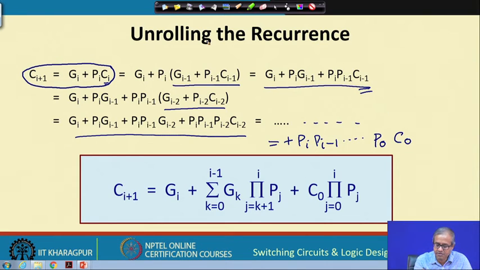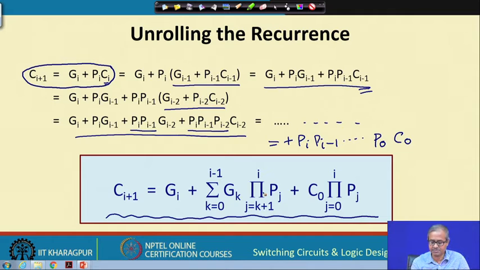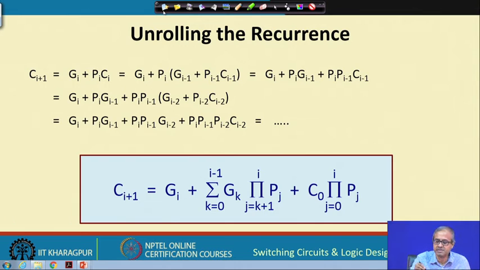Whatever you are getting, you can check this, you can express this in a concise form like this. C I plus 1 equals G I, and the last term is C0 multiplied by the product of all the P0, Pi's. Then for the intermediate terms, there will be a summation of some Gk and then the products, like P1, P2, Pi minus 1, like this. So, it will be something like this. But you really do not need to understand or remember this in that way.